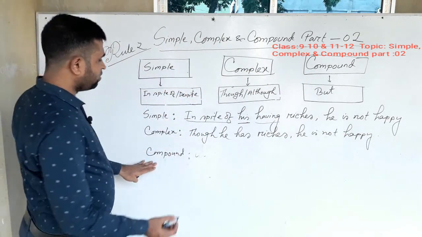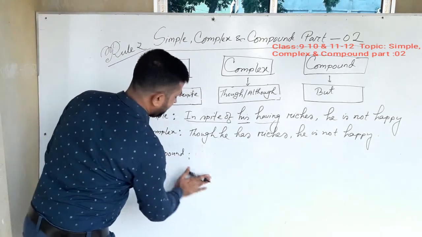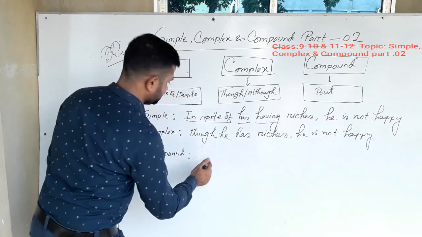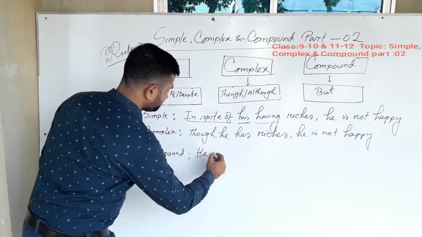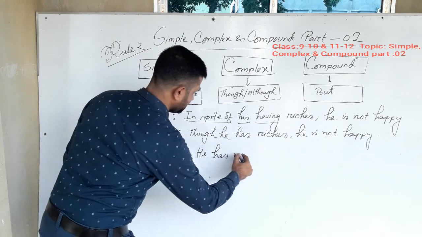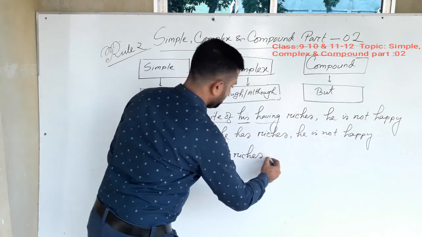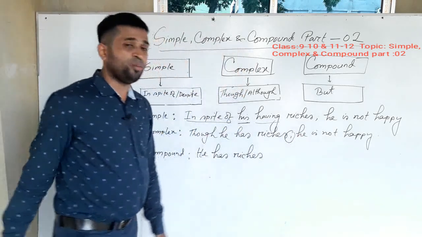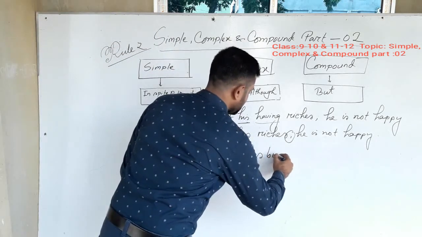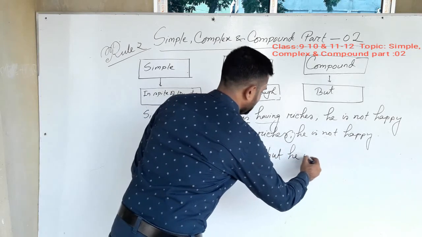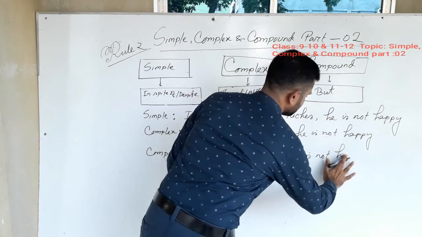Dear learners, come to the next portion, compound sentence. How can we change it into a compound sentence? At the very beginning, we should use the subjective form. He has riches. He has riches. Instead of the comma, we can use but. Yes, students, but he is not happy.